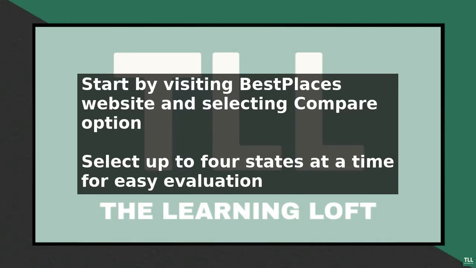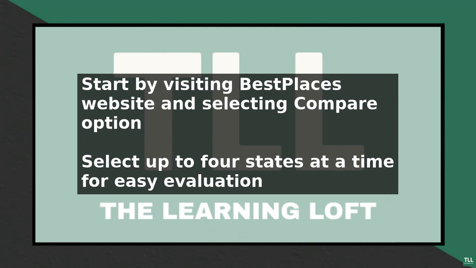To compare states using Best Places, start by visiting the website and selecting the Compare option. This will take you to a page where you can choose the states you want to compare. You can select up to 4 states at a time, allowing you to easily evaluate different locations. Once you have selected your states, you will be presented with a comprehensive comparison report.